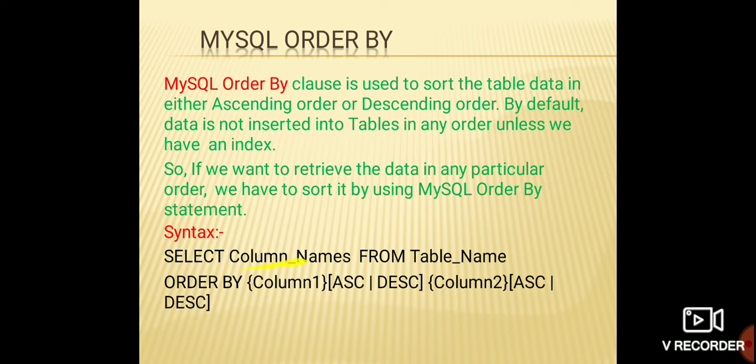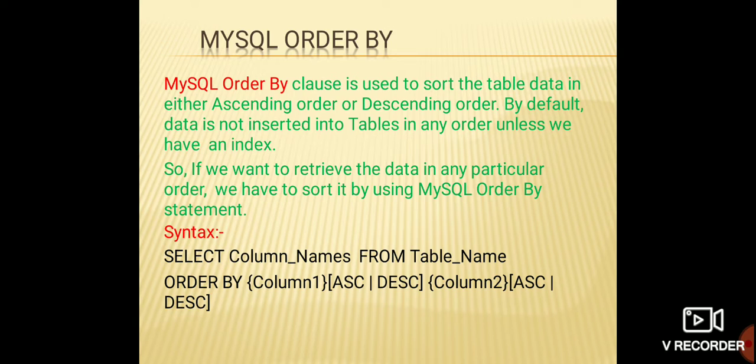Like: select column name from table name, order by column 1 ascending order, then column 2 ascending or descending order. Here, what is column name? Column name means the data which you want to display. If you want to display all the data, then you will write an asterisk. From table name: the table from where you want to retrieve the data, that table name you will write.